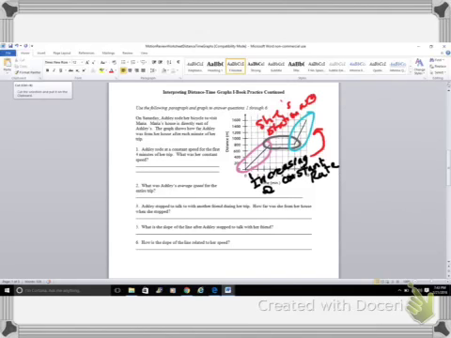I can look to see where she's at 1 minute. So I'm going to circle that. When I look at it at 1 minute, she's at 200. So I know that her constant speed has to be 200 meters per minute.